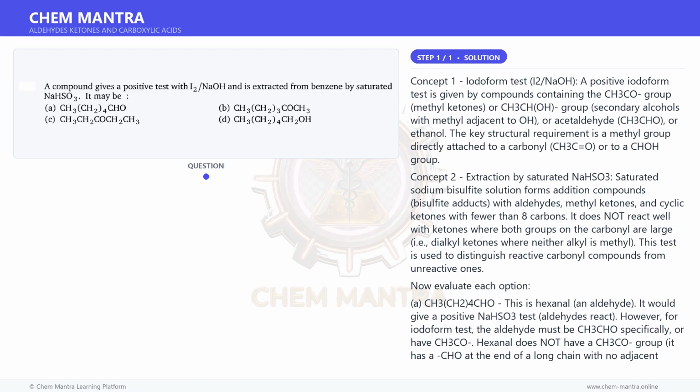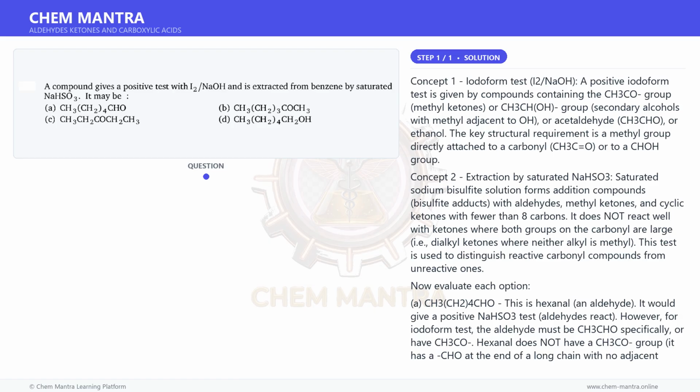D. CH3(CH2)4CH2OH. This is 1-hexanol, a primary alcohol. Primary alcohols do not give a positive iodoform test. Only CH3CH(OH) secondary alcohols or CH3CH2OH give it. Also, primary alcohols are not extracted by NaHSO3.